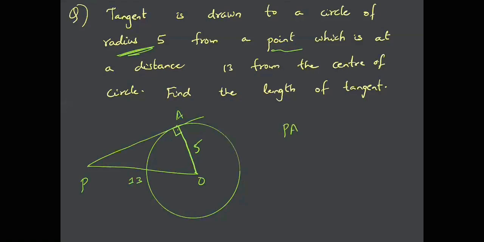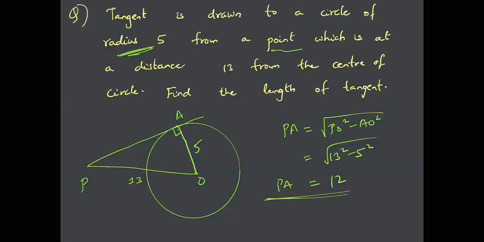So what is the length of tangent PA? It is nothing but the square root of PO square minus AO square. So it is 13 square minus 5 square, which gives 12. So the length of the tangent is 12. You have 10 seconds to note it down. Yes, let us move forward.